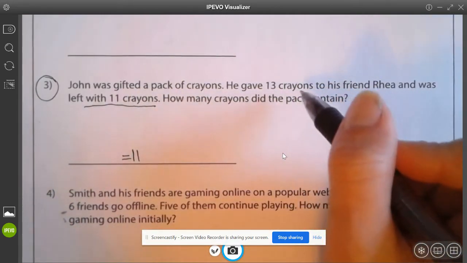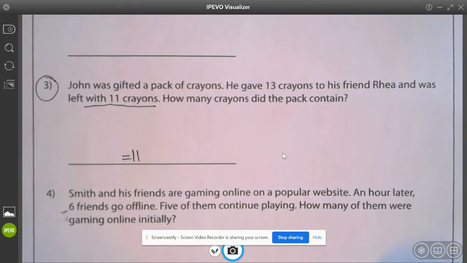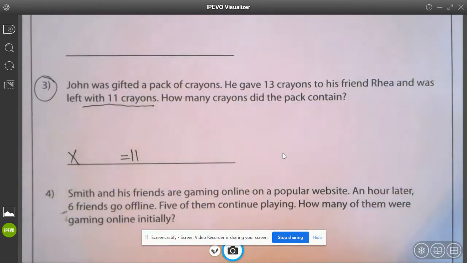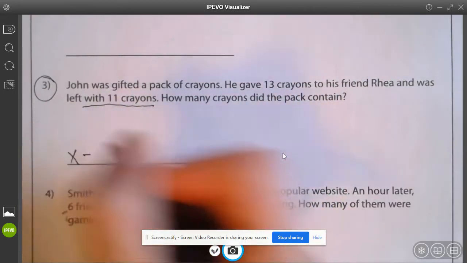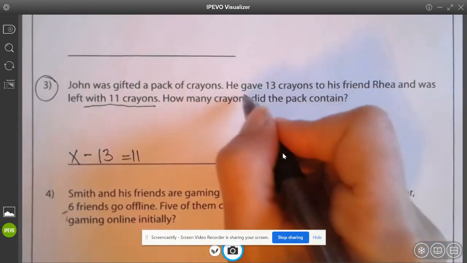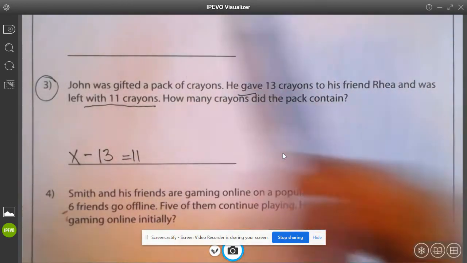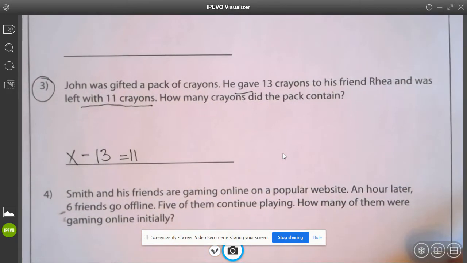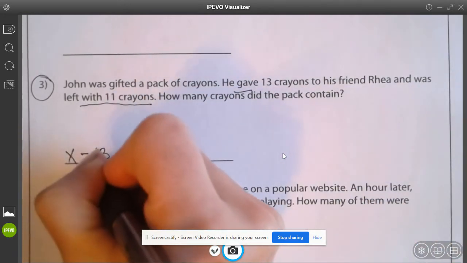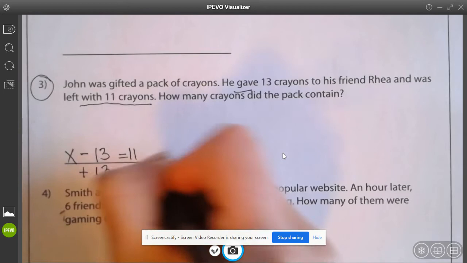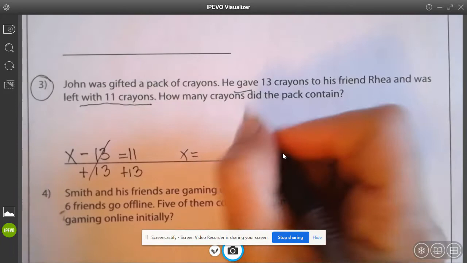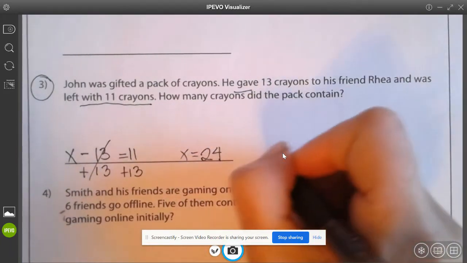Then he had a pack of crayons, but I don't know how many are in that pack. It could be any type of pack. So X, right? And then minus, so he gave 13 away. So take away, guess what? We're going to subtract. Those are the words you've got to look for, like giving away. Remember in the first quarter we worked with that? That's what we're doing, but we're now solving for equations. So plus 13, and then that goes away, and x equals 11 plus 13, which is 24. 24 what? 24 crayons.